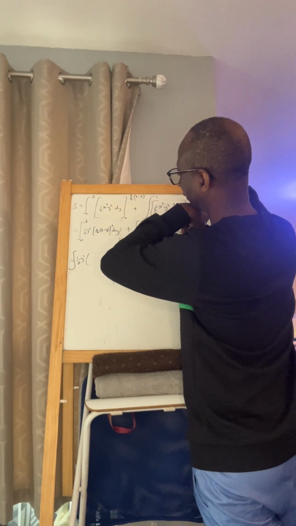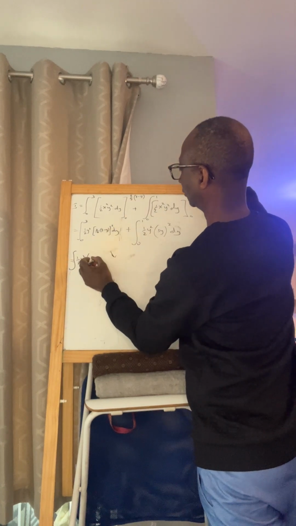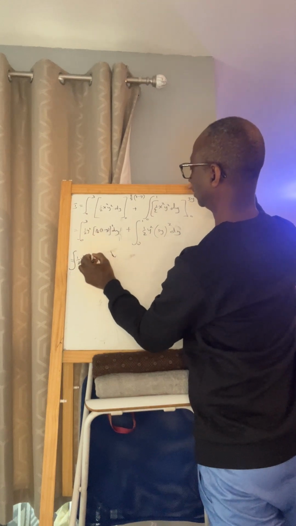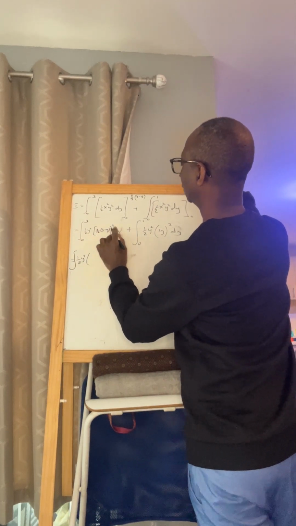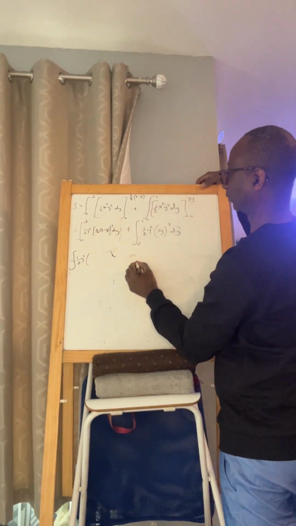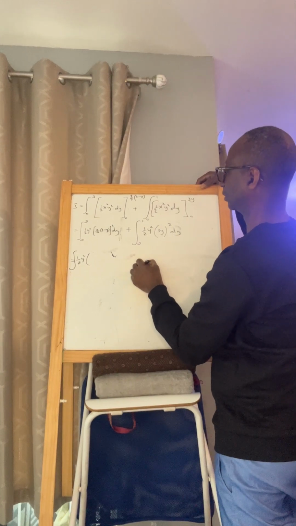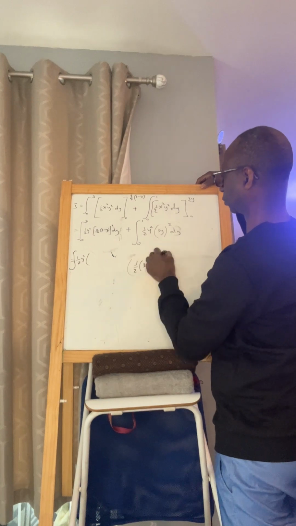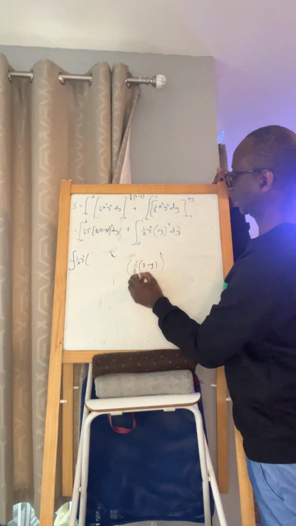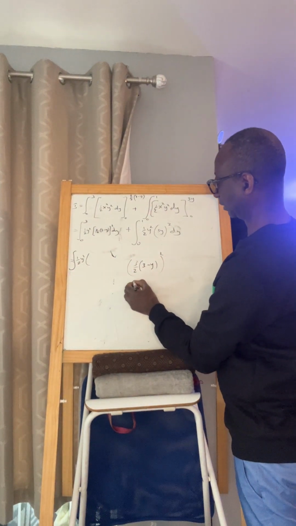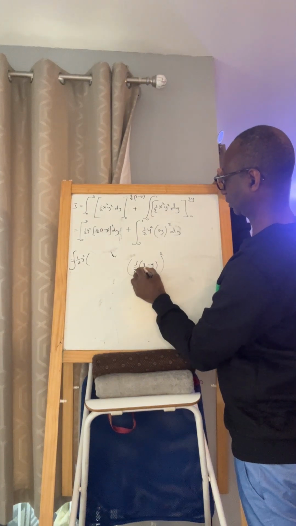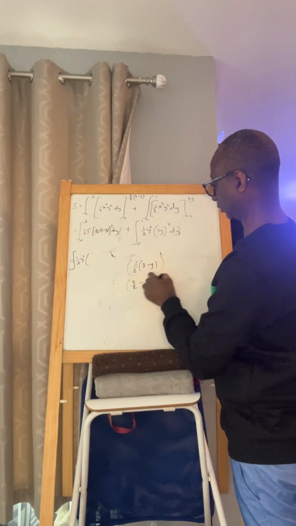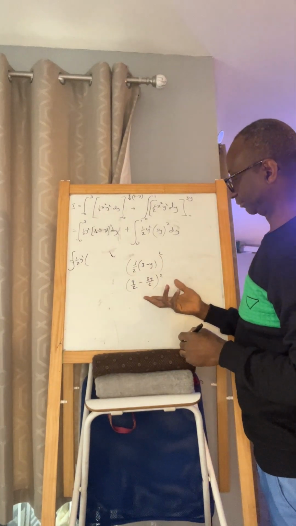All this is to the power of 2. Let's expand this. If you have 3 all over 2, 3 minus y, then all squared. That's what we have now. First, you have 9 all over 2 minus 3y all over 2, all squared. This is what you have.